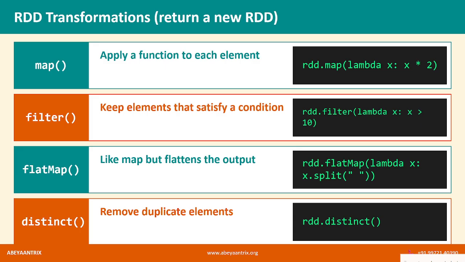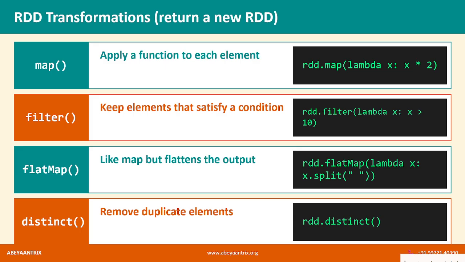Then what else can you do? You can filter the elements based on some condition. Let us say I have some 10 to 20 elements in my RDD, and I want to filter out only the elements which are greater than 10. You can give any condition, less than 10, greater than 10, and based on that condition, your elements will be filtered.